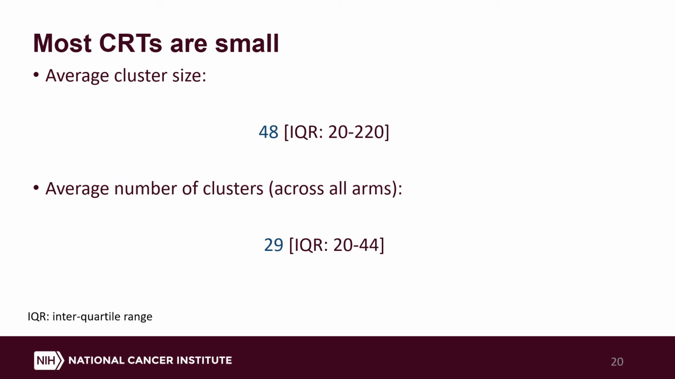But this review also identified that most cluster trials are small. So the average cluster size was just 48, ranging from somewhere between 20 and 220. But perhaps more importantly, the average number of clusters across both arms was just 29. And the range here was much narrower, the interquartile range being just 20 to 44. So 50% of cluster trials include between 20 and 44 clusters. That's pretty small.